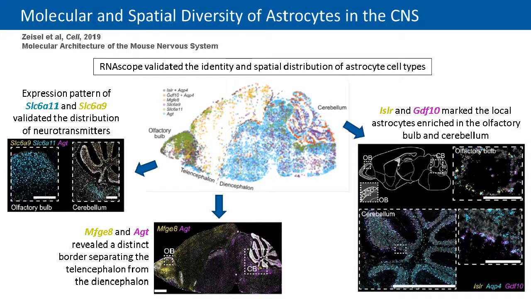RNAscope was used to validate the identity and spatial diversity of many cell types identified in this study. And here we're just showing a snapshot of some of those representative data.